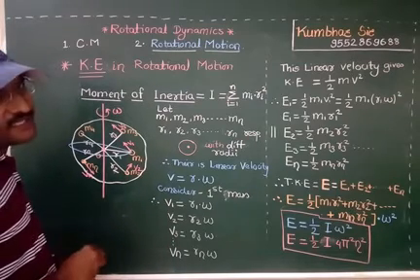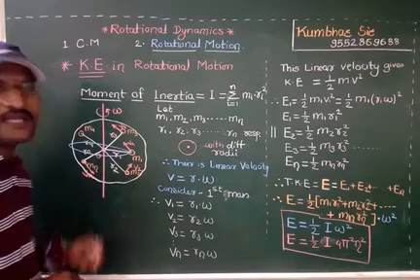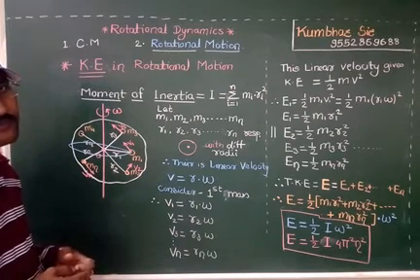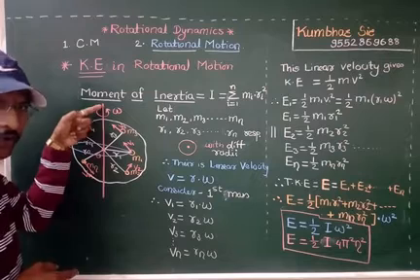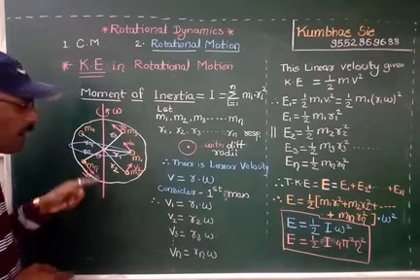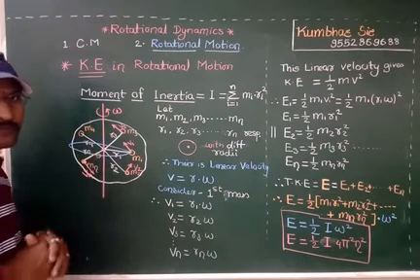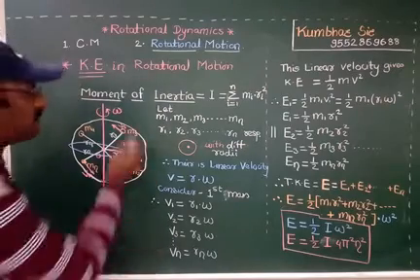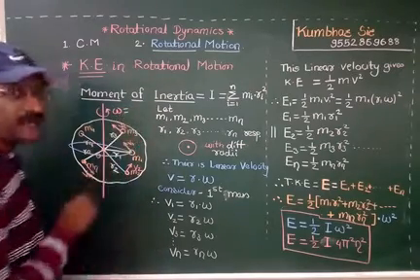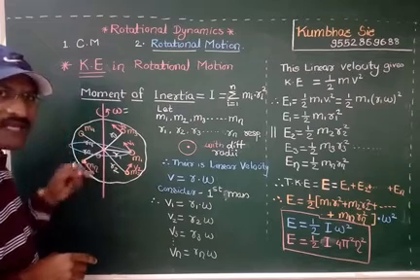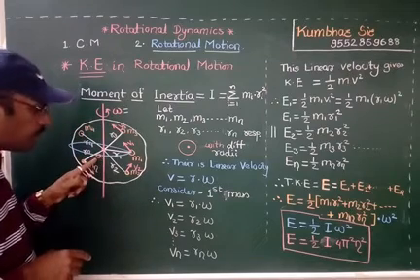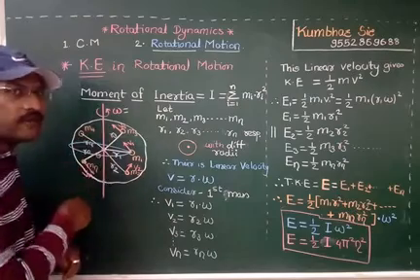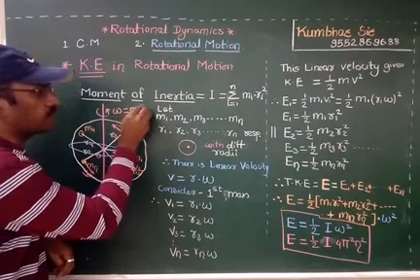To study the kinetic energy, let us consider one rigid body of any shape. This rigid body is rotating about an axis passing through the point O with constant angular velocity omega. I repeat again, the whole body is rotating about an axis passing through the point O, but the angular velocity of this body is constant.